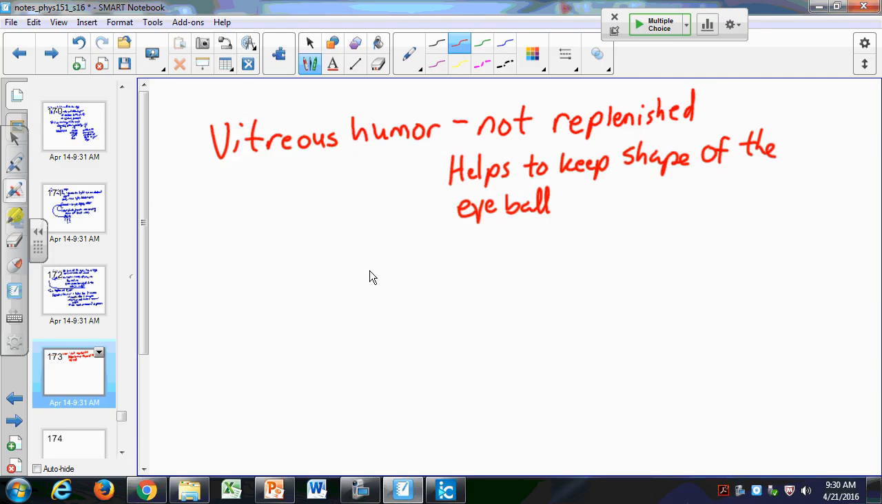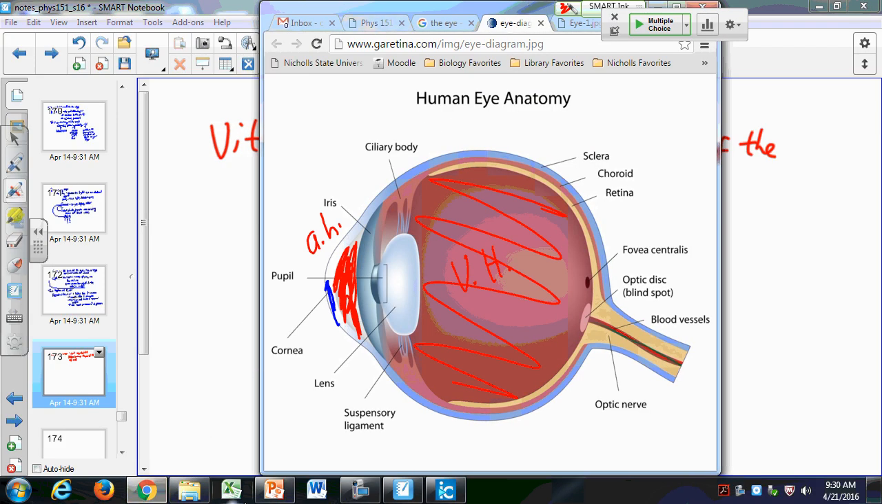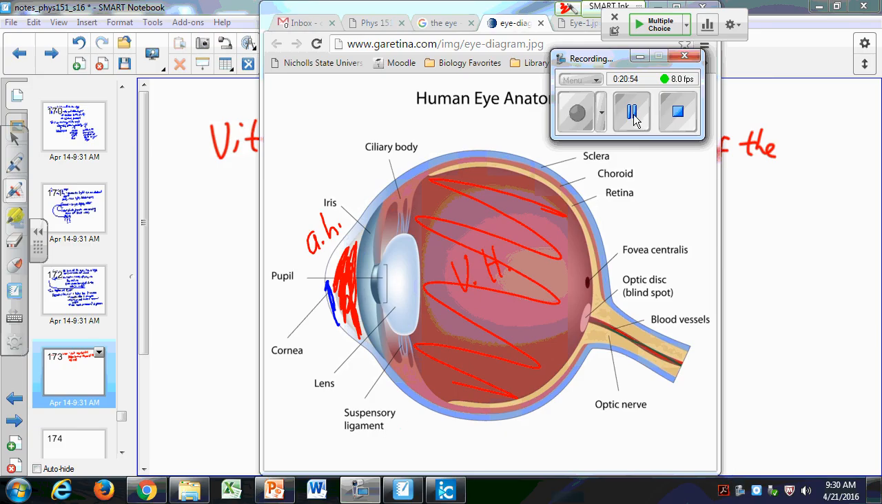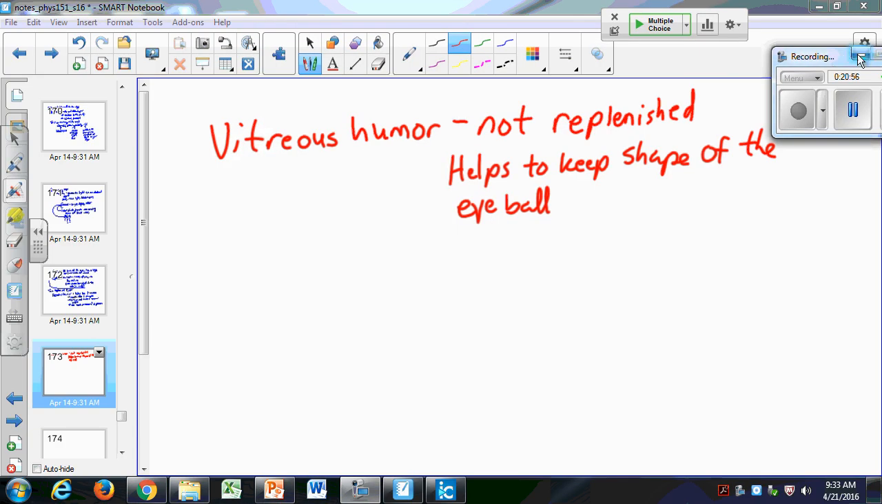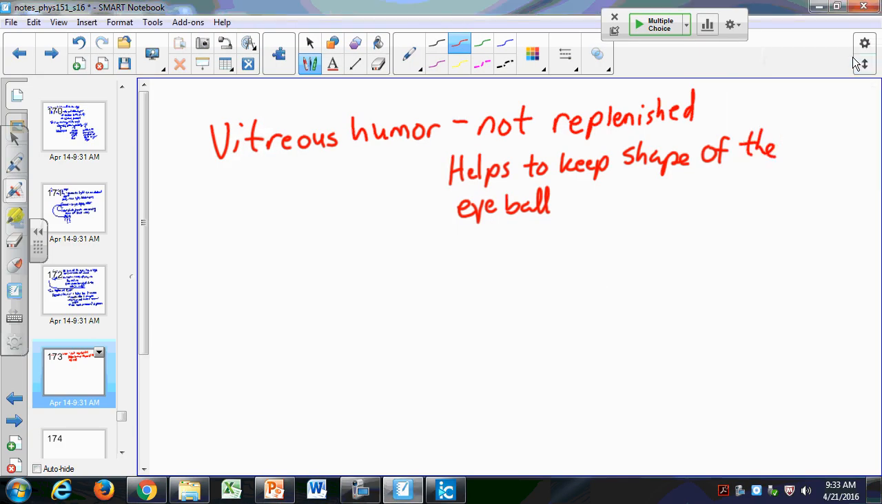Let's look at the path of light into the eye. Actually, I want to show you a video first. Okay, so let's look at the path of light into the eye. It's the next section in your book.